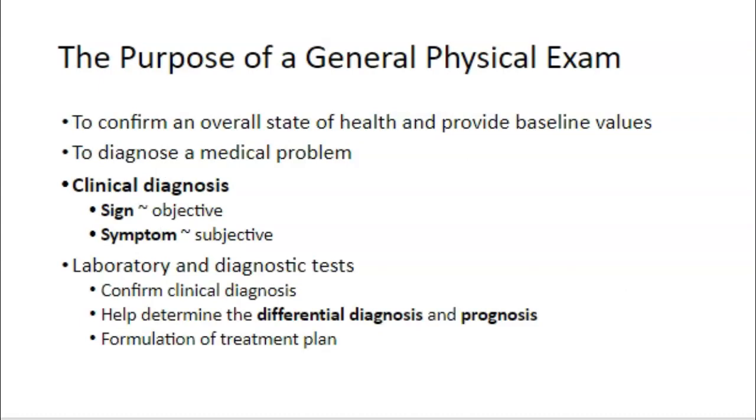So now we look at the purpose of a general physical exam. Basically, we're looking to confirm an overall state of health and provide basic baseline values. That could be lab tests, maybe even certain things like a chest x-ray or an EKG, but you're looking at trying to establish and look for that patient's risk factors for certain disease processes, and then do certain labs and x-rays and what have you to verify that and to actually discover if there is anything going on. So we're looking at either confirming an overall state of health or diagnosing some sort of medical problem.